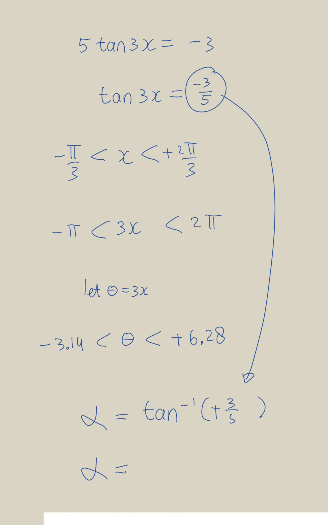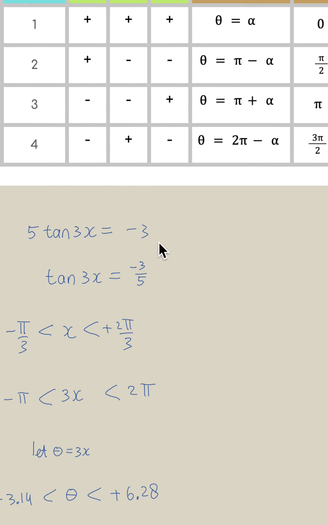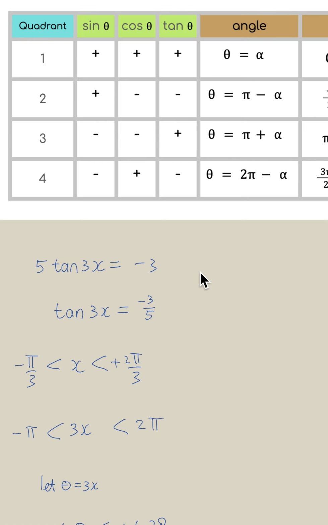So alpha is equal to inverse tangent of positive 3 over 5. Then we press our calculator, inverse tangent 3 over 5. How much do you get? 0.540 radian. That's the basic angle. After we find the basic angle, we must find out the quadrants of the angles.